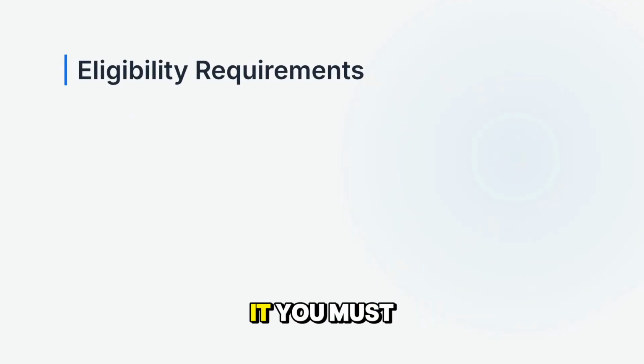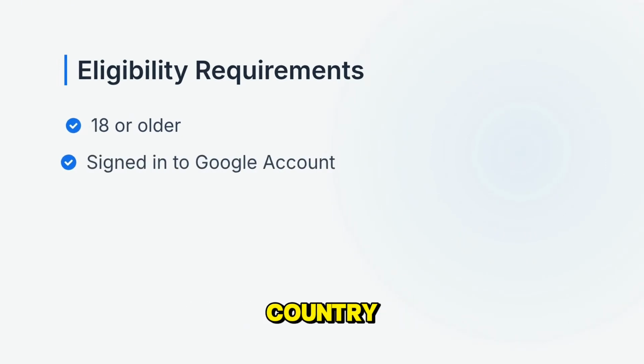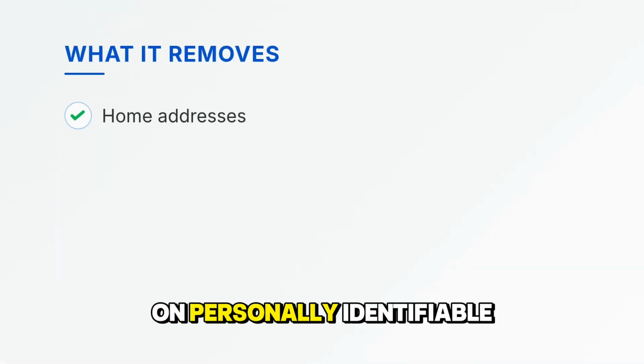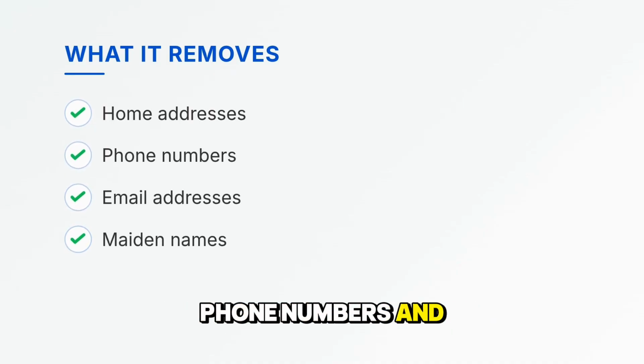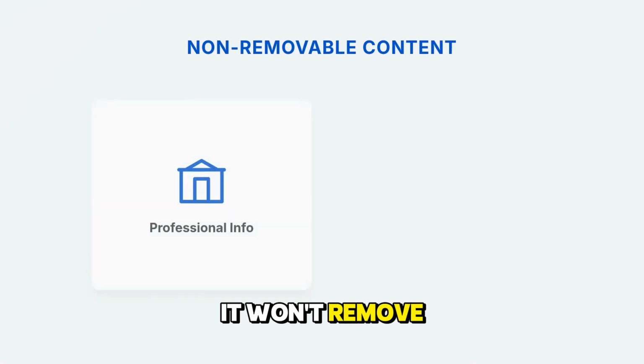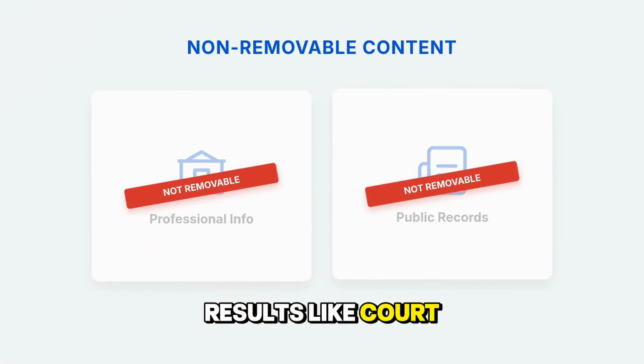Who can use it? You must be 18 or older, signed into your Google account, and in a supported country. The tool focuses on personally identifiable contact info, including home addresses, phone numbers, and email addresses. It won't remove professional info, content you control, or public interest results like court records.